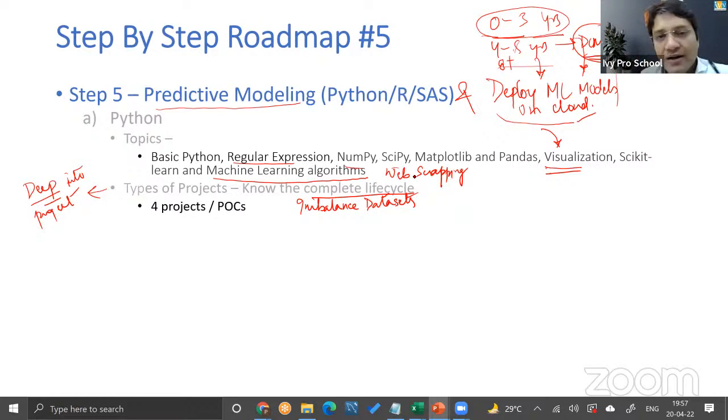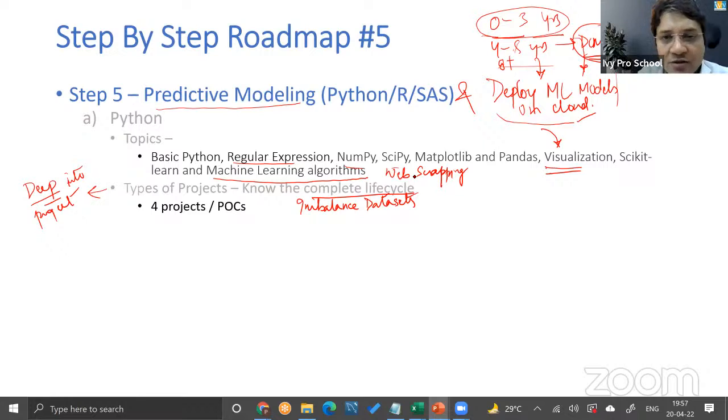Do it end to end. Do fewer projects, but do them end to end. That's the basic mistake people make, that they try to cover all the machine learning algorithms without knowing any one of them very well. Right? Remember, knowing the complete life cycle of 3 to 4 projects is enough, especially if you are in the 0 to 3 years bracket.